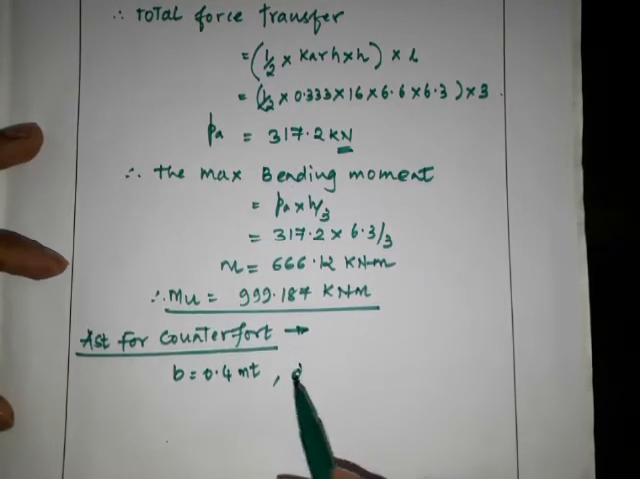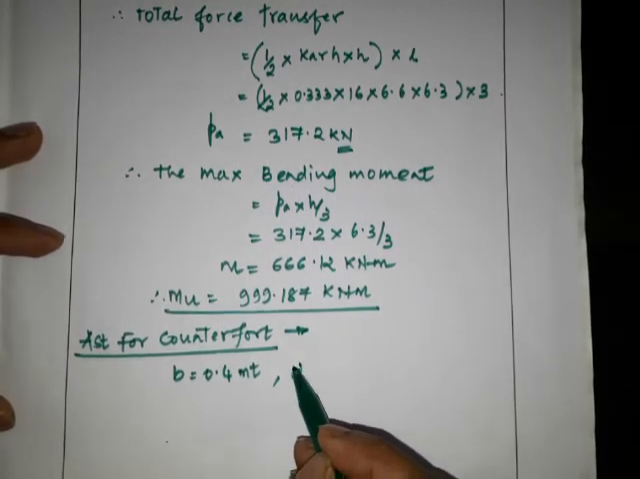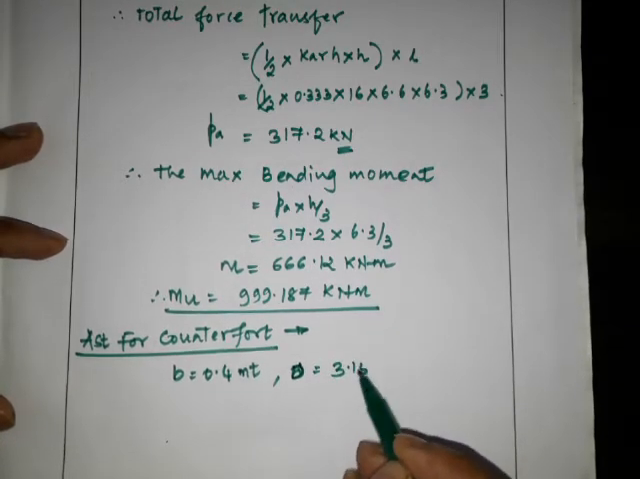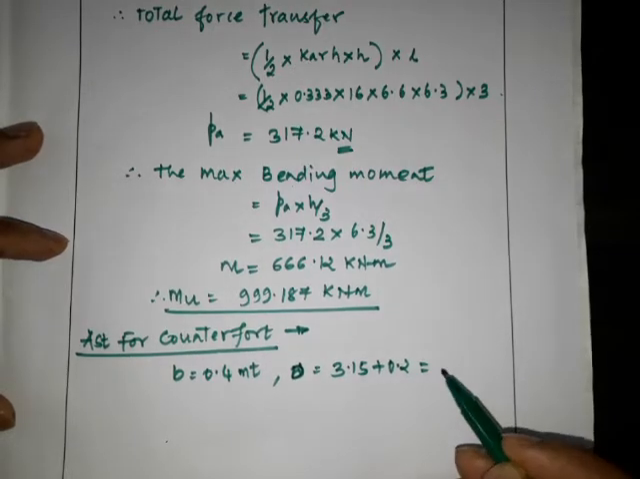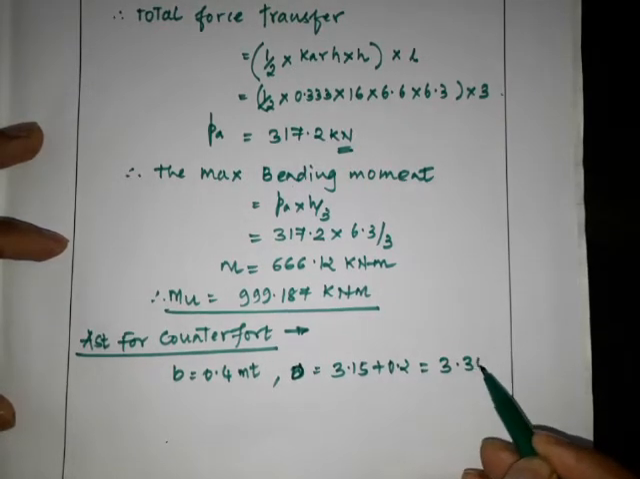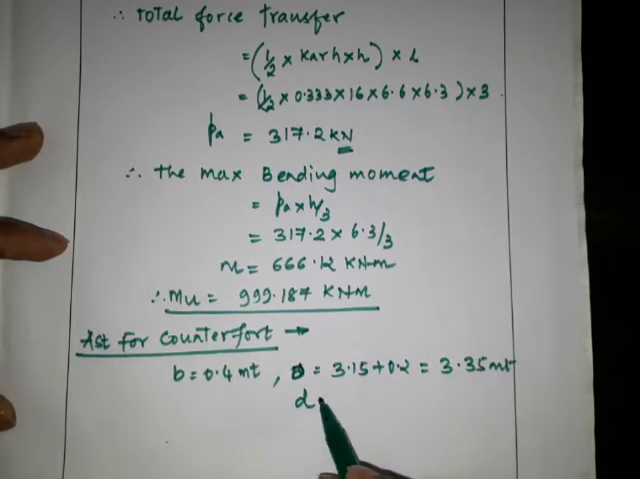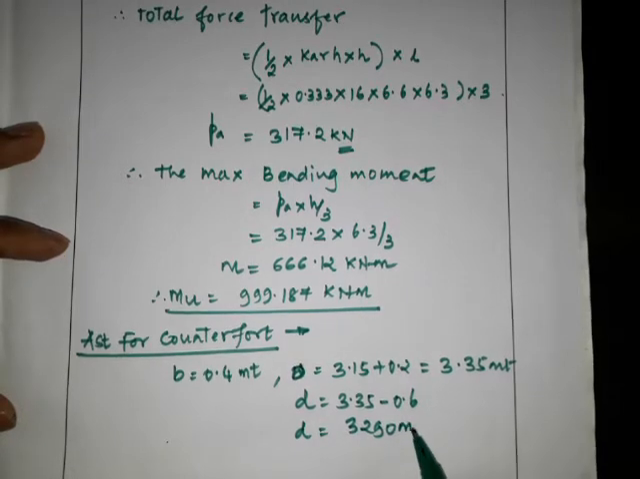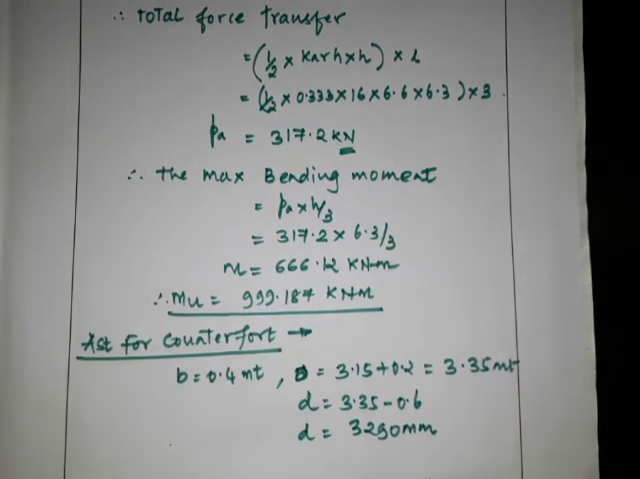the total depth of the counterfort. So it is 3.15 plus 0.2, so it will be 3.35 meter, and the small depth will be, by deducting again, 3.35 minus d dash, also I'll assume 60 mm cover here. Okay, so we'll get this, the small d will be 3290 mm. Okay, 3290 mm. So how we get this, I'll explain here now.